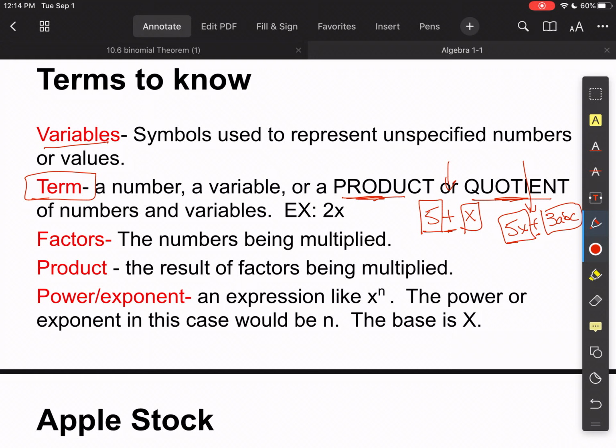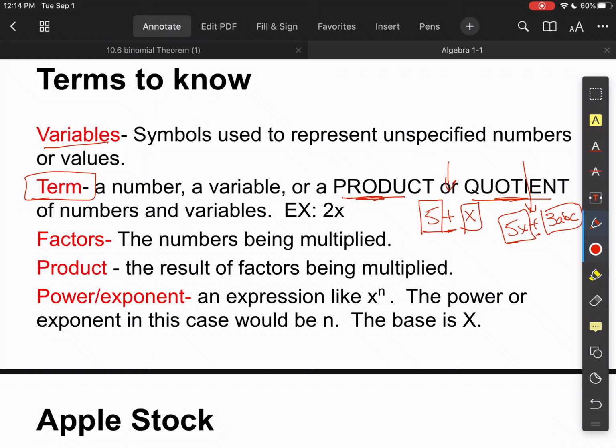A product is the result of factors being multiplied. So if I multiply two things together, the result is the product. Okay, so product can be used interchangeably with multiplication. The product of two numbers is two numbers being multiplied.